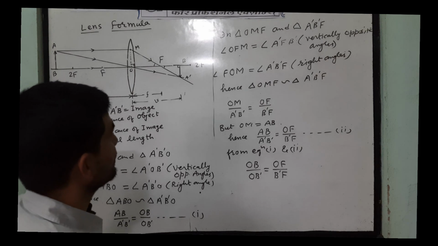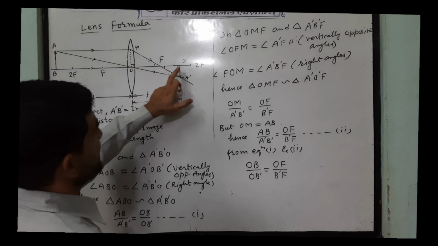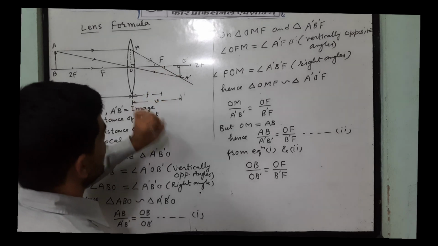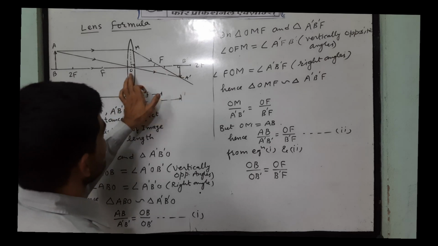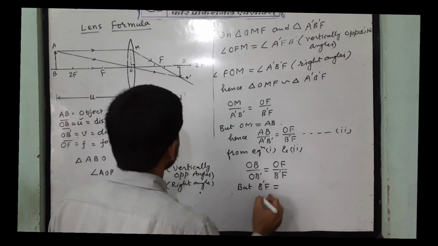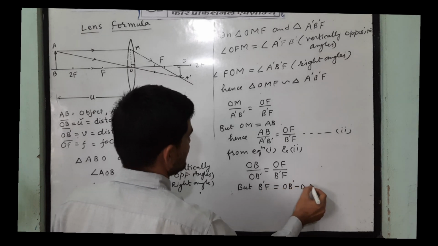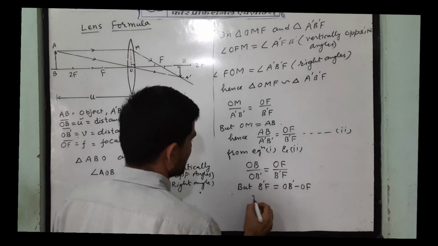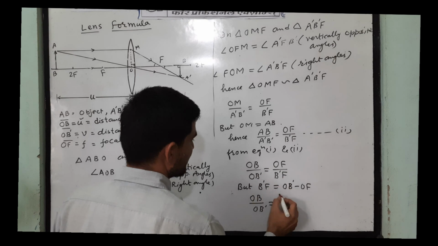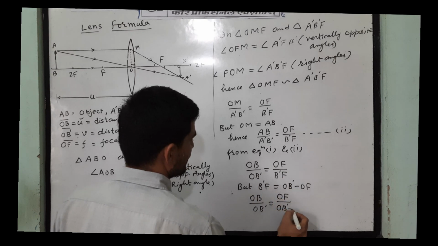Okay. Now just see, this distance B prime F we can write as OB dash minus OF. B prime F or B dash F, this distance is equal to OB dash minus OF. Put this value here: OB dash, OF, divided by this.